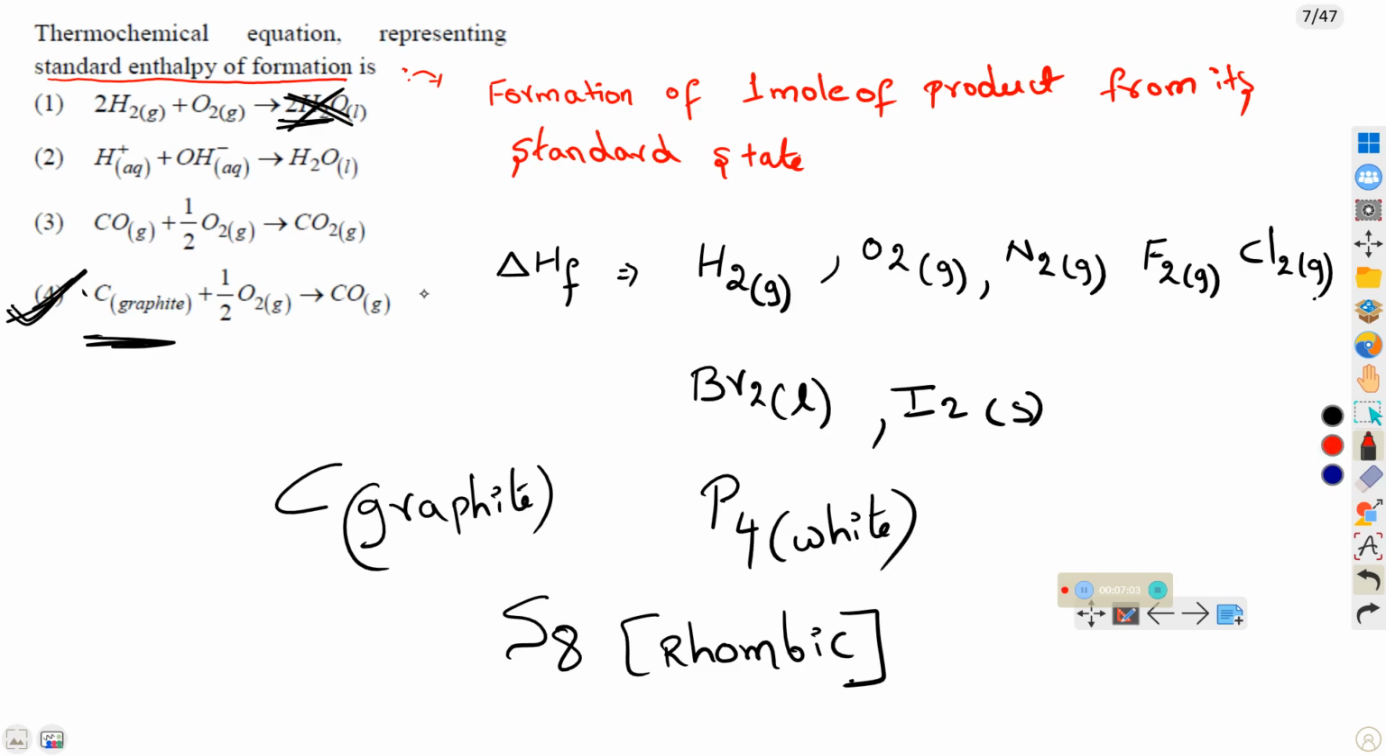For all these, standard enthalpy of formation value is equal to 0.